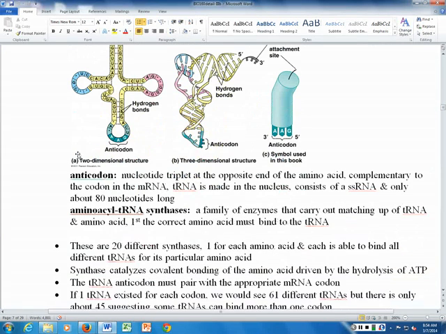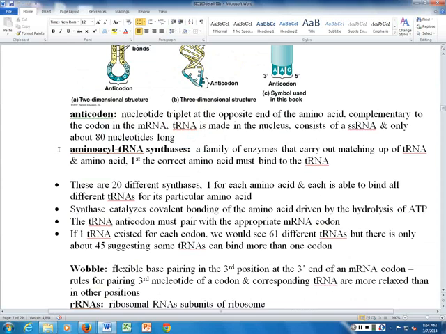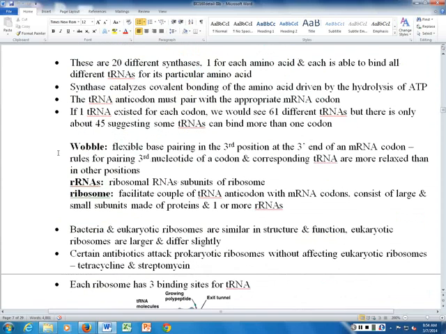So the aminoacyl tRNA synthetase is a family of enzymes that are going to be involved with matching up the tRNAs and the amino acids. So we have 20 different synthetases, one for each amino acid. And it's able to bind to all of the different tRNAs that are going to match up for that particular amino acid.